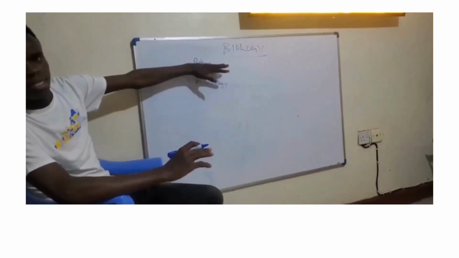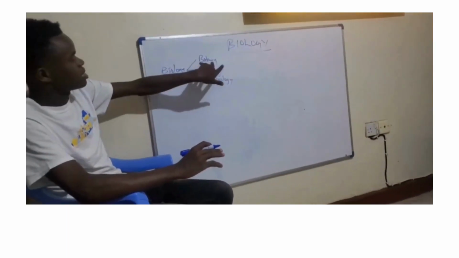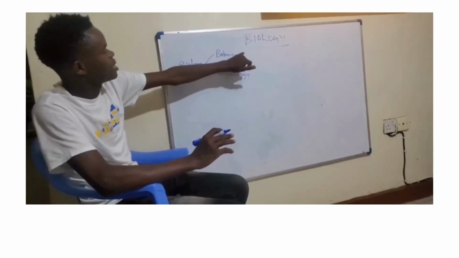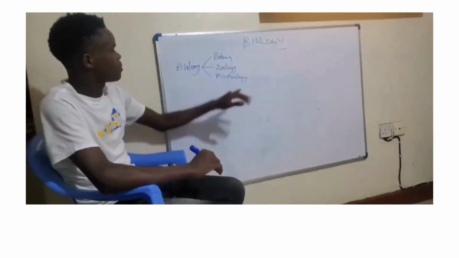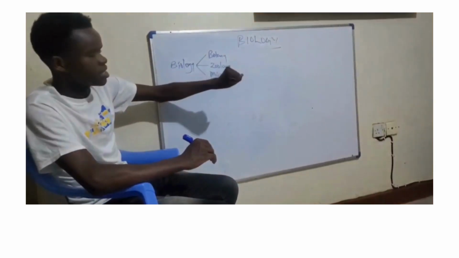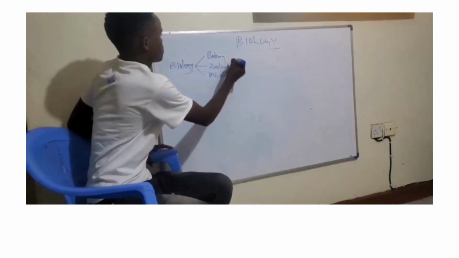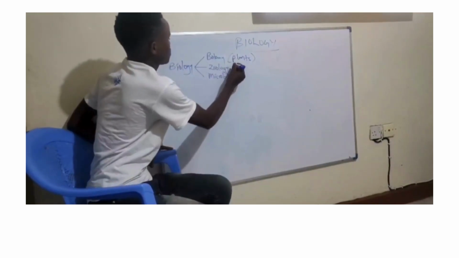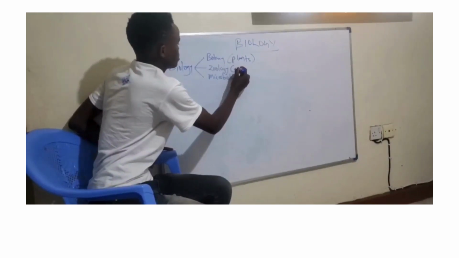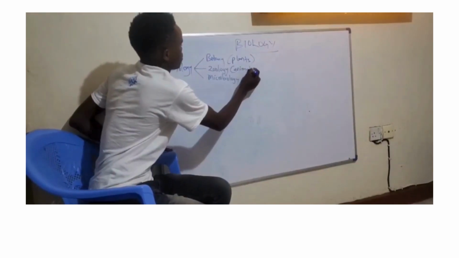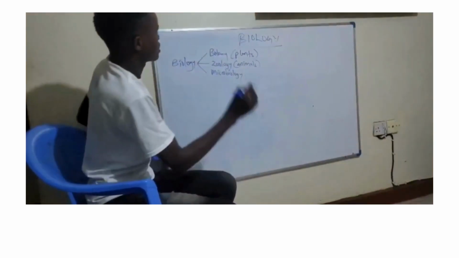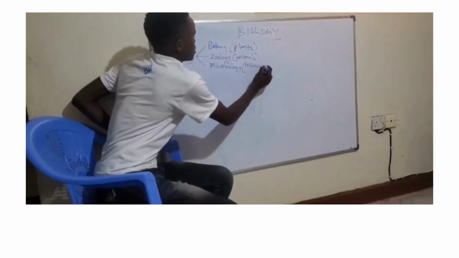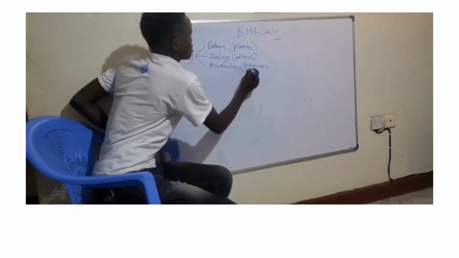Now botany, this is the scientific, remember that word, scientific study of plants. What about zoology? Zoology is the scientific study of animals. So botany is the scientific study of plants, zoology is the scientific study of animals, whereas microbiology is the scientific study of microscopic organisms.